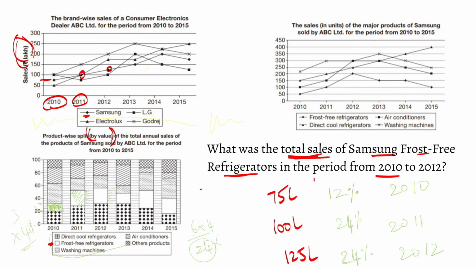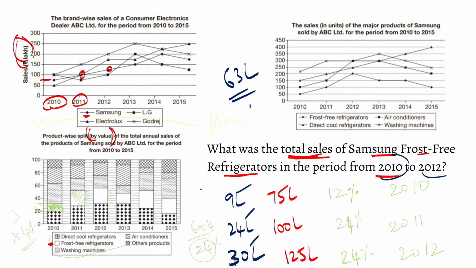Alright. Now calculate 12% of 75 lakhs. So 12% of 75 lakhs is equal to 9 lakhs. And 24% of 100 lakhs is 24 lakhs, and 24% of 125 lakhs is 30 lakh rupees. Now the total is 9 plus 24 plus 30, which is equal to 63 lakhs. So the total sales of Samsung frost-free refrigerators from 2010 to 2012 is 63 lakhs. This is how we calculate.